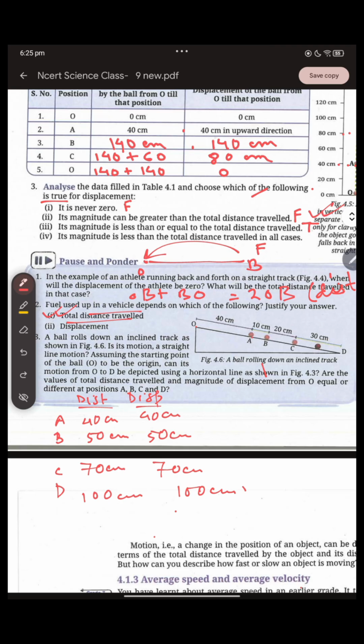Why at every point is it the same? Because the body is not changing the direction. It is moving in the forward direction and not in the backward direction. So at each point, the distance and the displacement is the same.